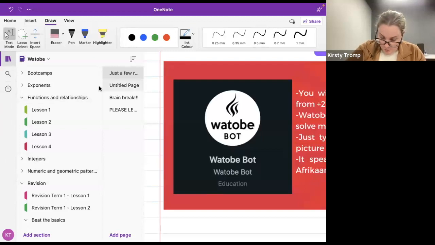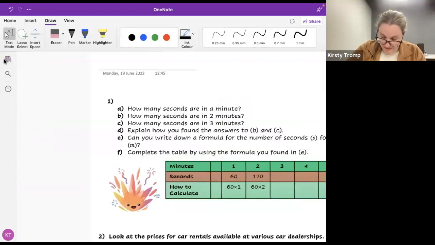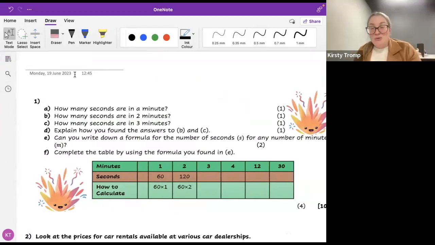Today, we are going to have a look at functions and relationships. Functions and relationships was actually the last thing that we looked at towards the end of term, but today we're going to revise functions and relationships and finish the concept off. Our test for this week is going to be on the concept that we did on Monday, which was number patterns, and today's concept, which is functions and relationships.